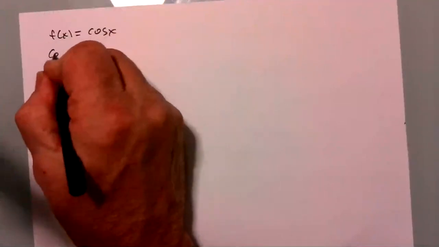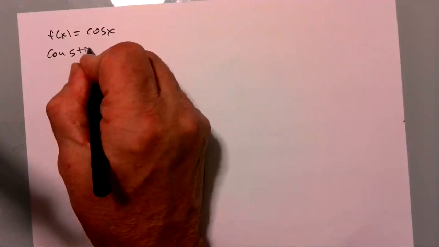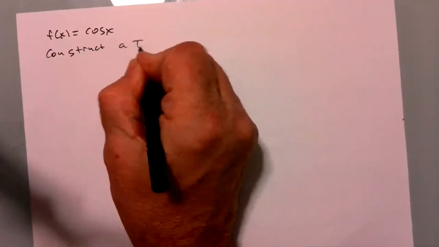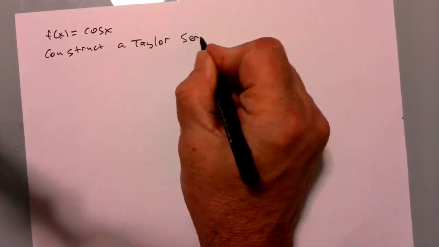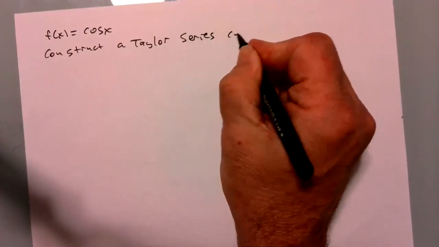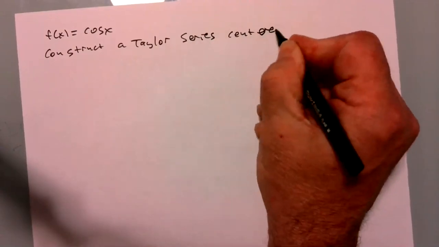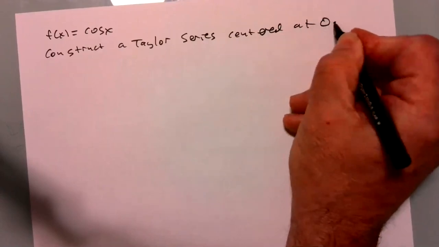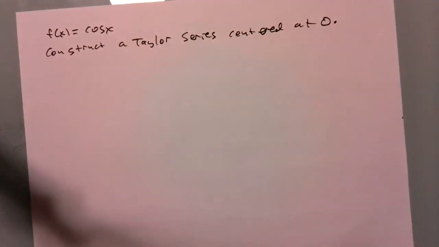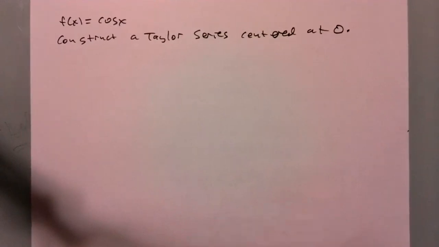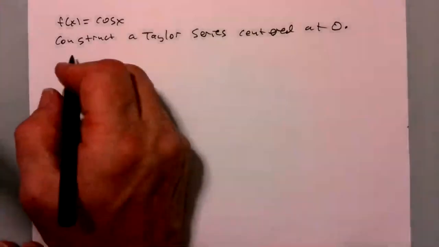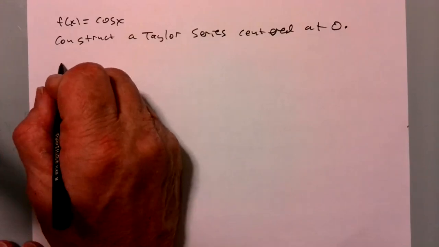Our goal is to construct a Taylor series centered at zero. When we say series, that means an infinite number of terms. We've done Taylor polynomials quite a bit. We certainly can do Taylor polynomials of any size, but again, we want these things to be infinitely large. That's going to be our goal. So let's go through and do our various values.